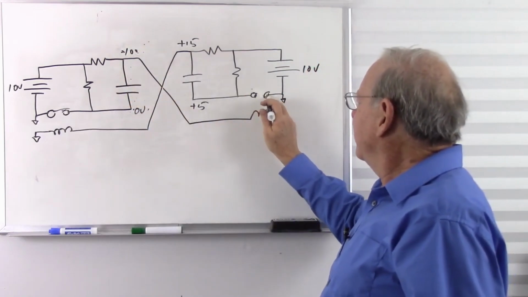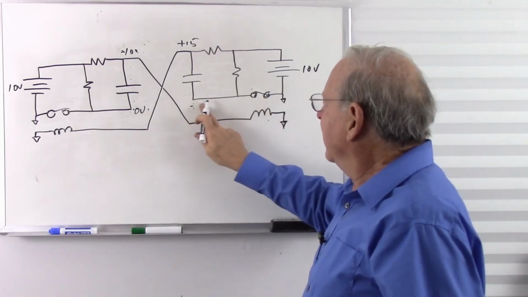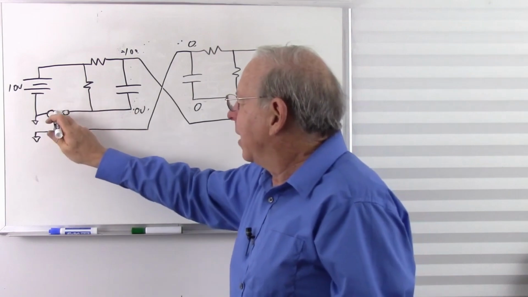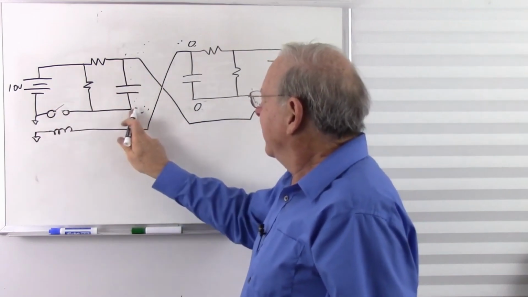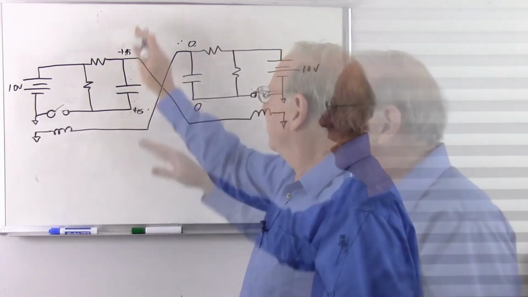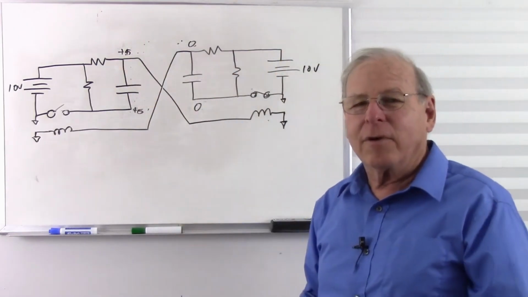Pulls that switch down. This suddenly goes to 0. That goes to 0. Pops that open. 15. 5. And it just keeps going back and forth and back and forth.